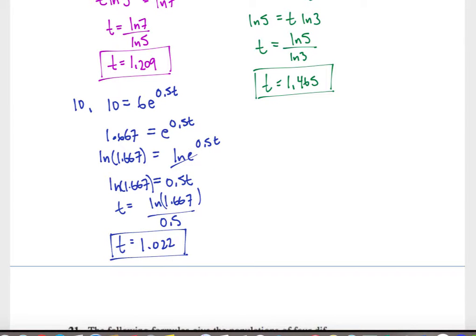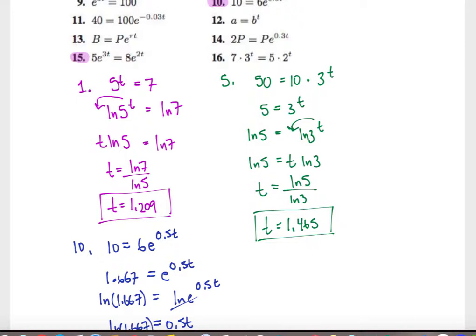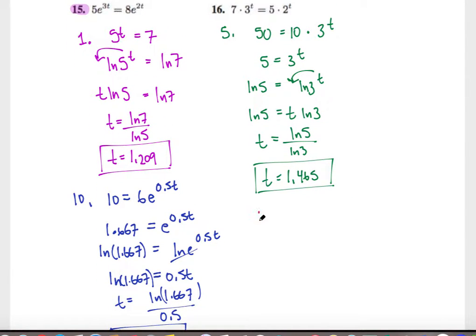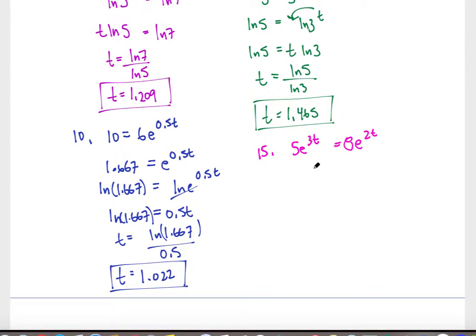So now we have one more problem for this set, number 15. So 15 has 5e to the 3t set equal to 8e to the 2t. So this one's a little odd, but what we can do here is we'll divide both sides by 5 to start. So we'll have e to the 3t equals 8/5 e to the 2t, or I can rewrite that as 1.6 e to the 2t.